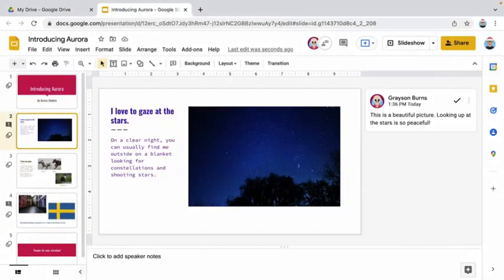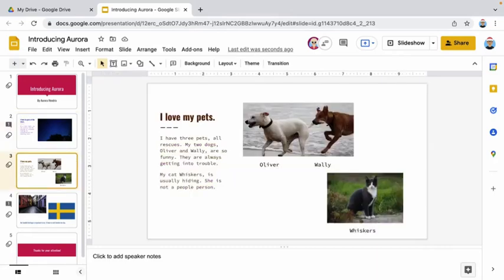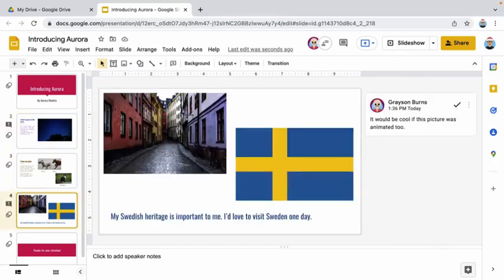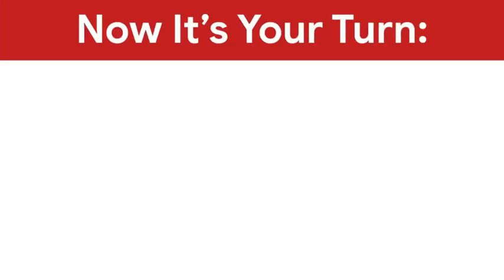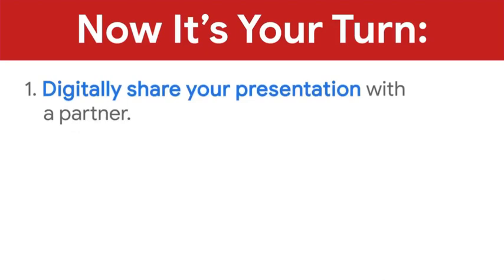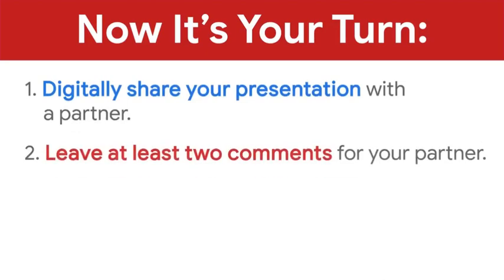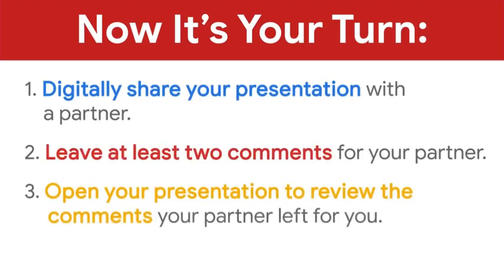Once you finish entering comments for your partner, open your own presentation to see the comments your partner left for you. Now it's your turn. Digitally share your presentation with a partner, leave at least 2 comments for your partner, and open your presentation to review the comments your partner left for you.